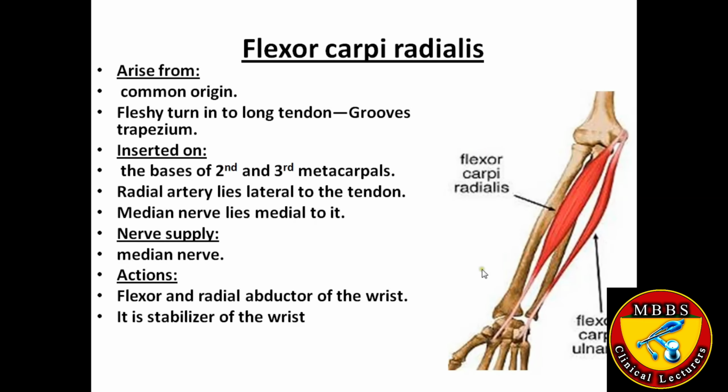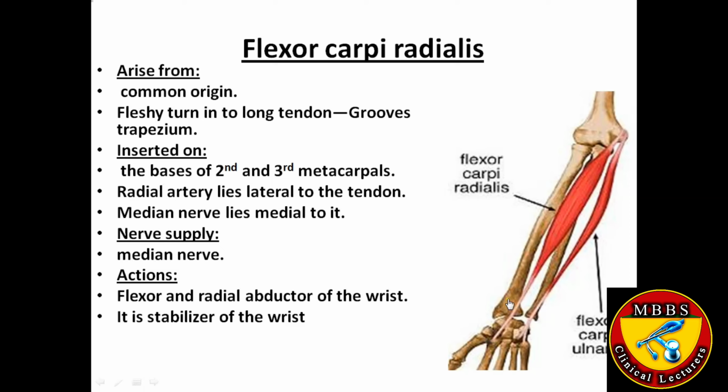The next muscle medial to the pronator teres is the flexor carpi radialis. Flexor carpi radialis again has a common flexor origin from the medial epicondyle. It is a fleshy mass in the middle of the forearm. While it reaches the distal part of the forearm, it becomes a tendon, and it grooves on the trapezium, while it is inserted into the second and the third metacarpals on the palmar surface of the hand.